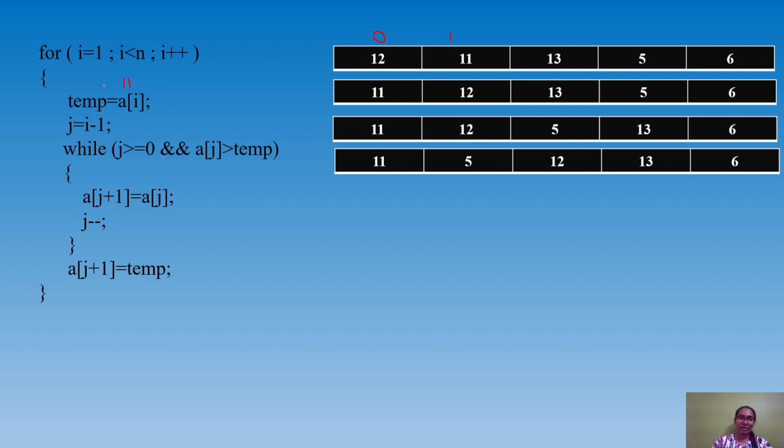11 is stored as temp now. J will be equal to I minus 1. J is equal to I minus 1. That is, I is 1, 1 minus 1 is 0. Now J is equal to 0.